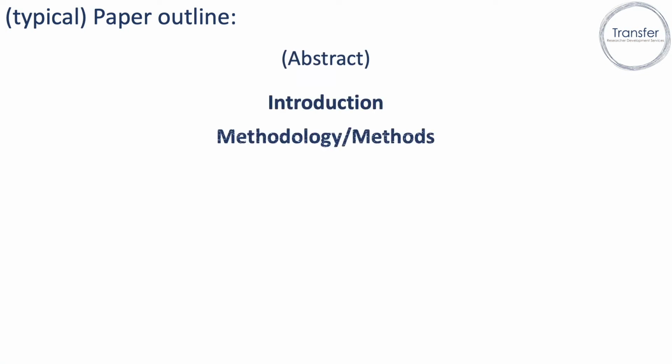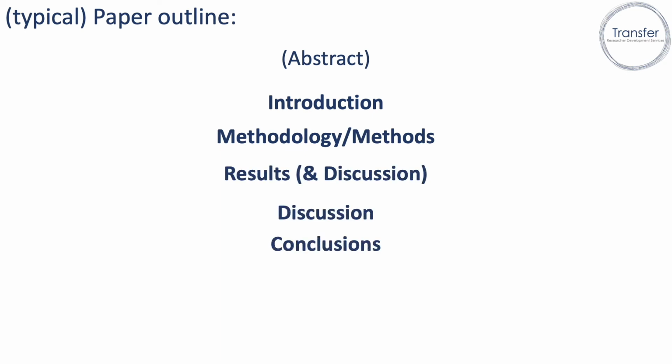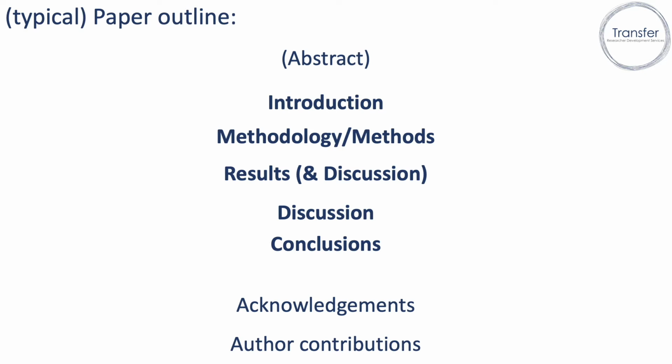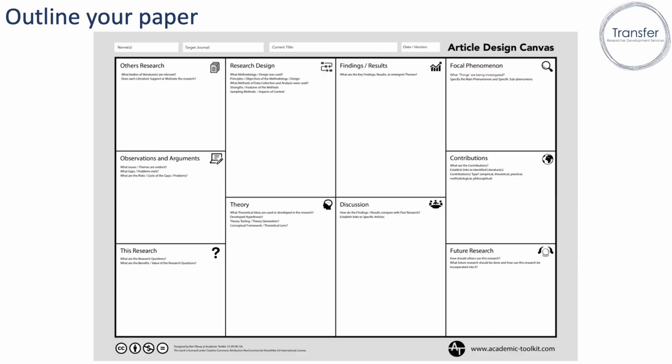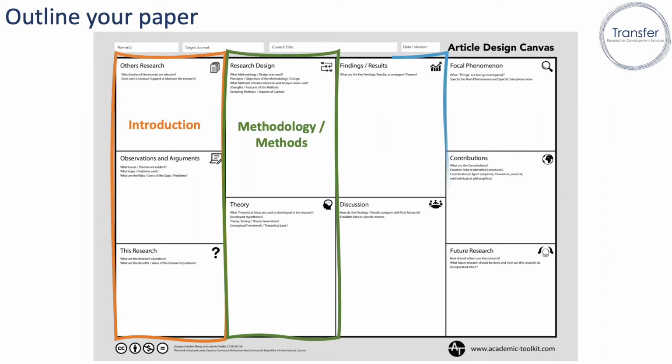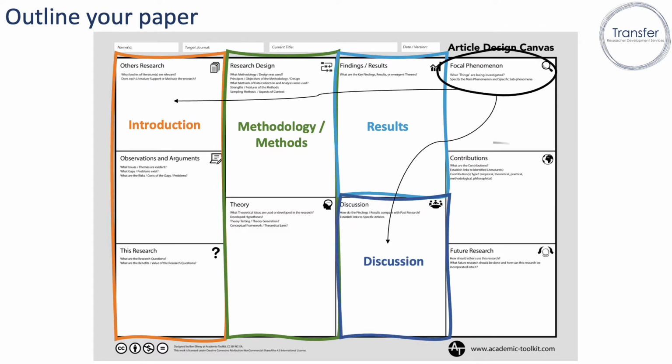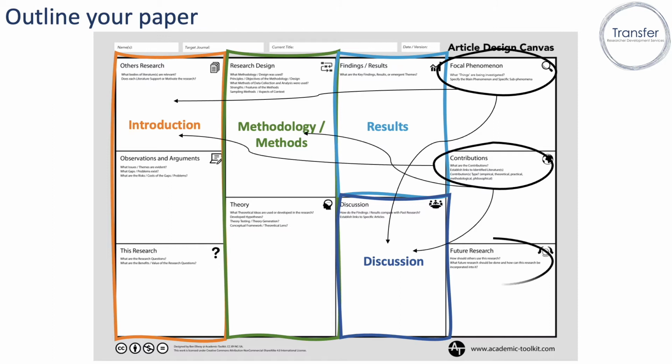A typical paper outline is made up of the abstract, introduction, methodology and methods, results and discussion, conclusions, acknowledgements, and author contributions. Looking at the Article Design Canvas, we can see these different boxes. So the first three boxes relate to the introduction, then we have the methodologies and methods parts, results, and discussion. And then we have these three additional boxes that refer to different aspects of your paper as well.